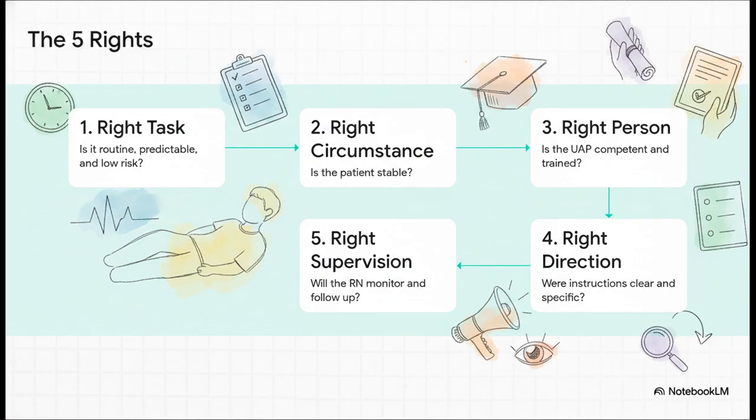You can't just say, go check on room 4. You have to be specific and clear. And finally, number 5, right supervision and evaluation. You have to circle back, monitor the situation, and evaluate the outcome. For delegation to be safe, you need a yes on all 5 of these.